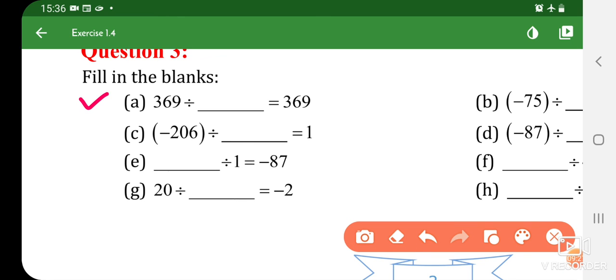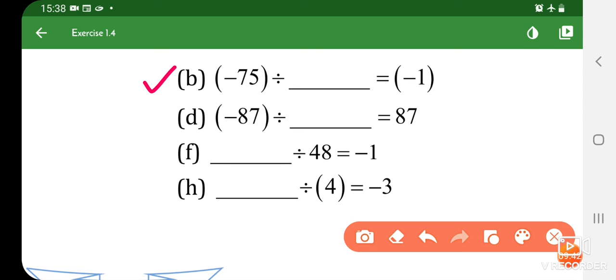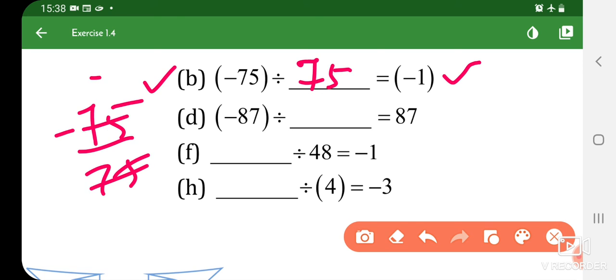So we know very well, when we divide any number by 1, we get the same answer. In that condition, we have to get the same answer when we divide any number by 1. So the answer is 1. Okay. So here the answer is minus 1. When we get minus 1, when we divide it by the same number, we get the answer 1. So when here we have 75, and we get minus 75 upon 75, we get minus 1.